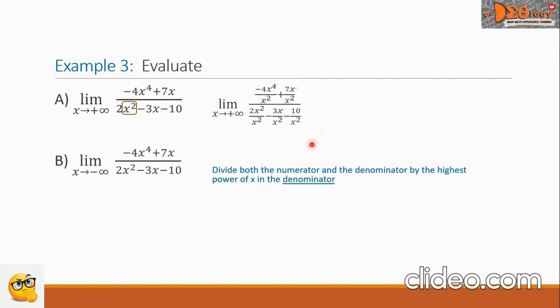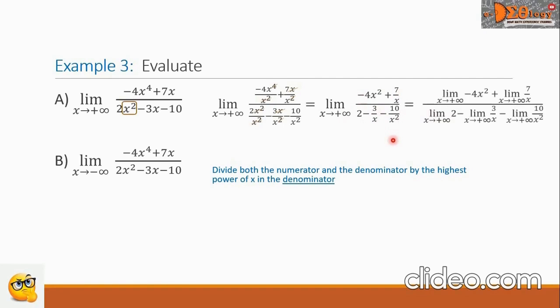Let us rewrite the simplified form of the expression. So we have now the limit of negative 4x squared plus 7 over x all over 2 minus 3 over x minus 10 over x squared. And then let us show that we are going to take the limit of each of the terms in the numerator and denominator respectively. So we have now this expression.